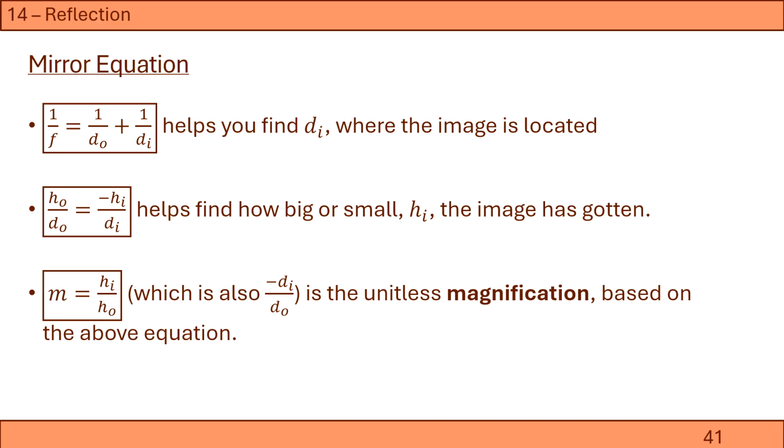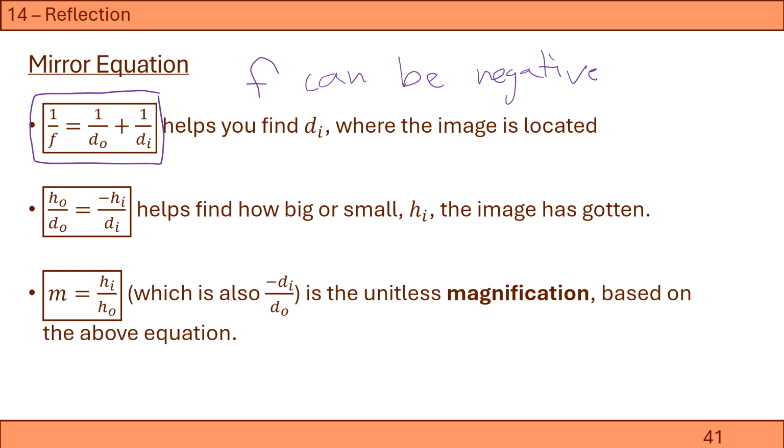There's this mirror equation, 1 over f equals 1 over dO plus 1 over di. A little thing to note here, f can be negative. f can be negative for a convex mirror. If you've got a convex mirror, then f is going to be negative. That will change where these images and objects are.